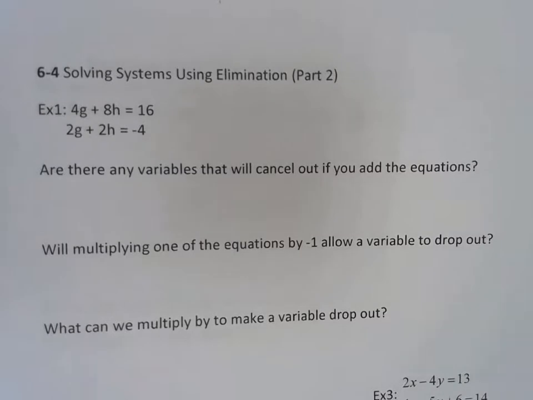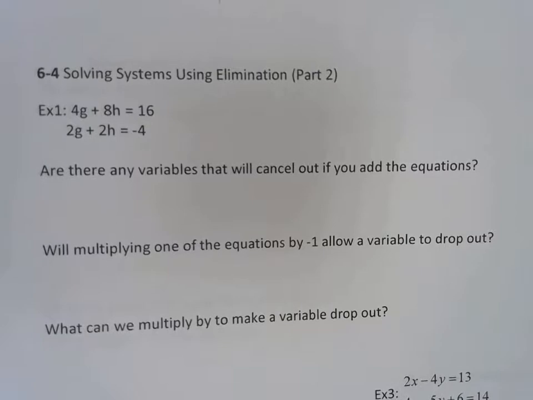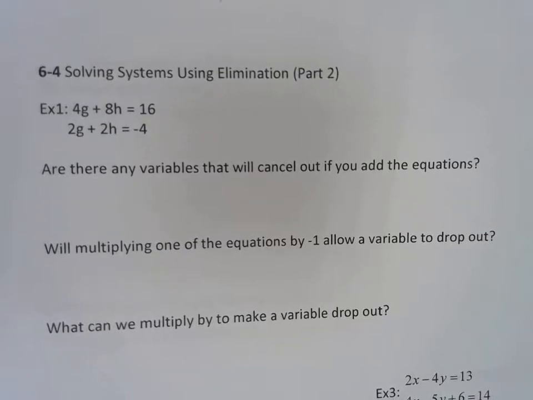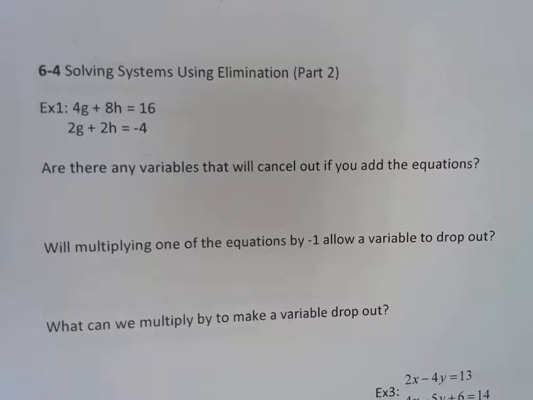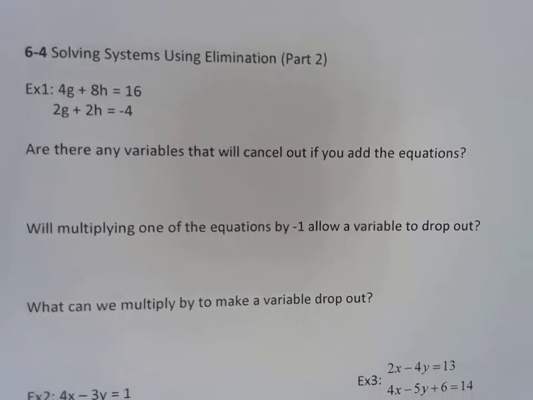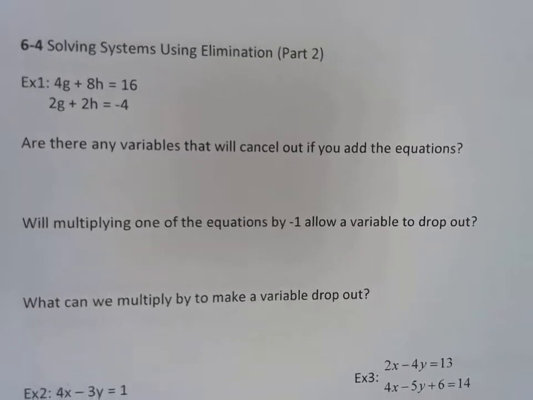So yesterday we looked at equations that were already set up nicely for me, where I already had a positive and a negative of the same coefficient, which is the number in front of the variable, positive and negative of the same number, so I could add and cancel, or I had the same number, so I multiplied one of the equations through by a -1 so that it canceled out.